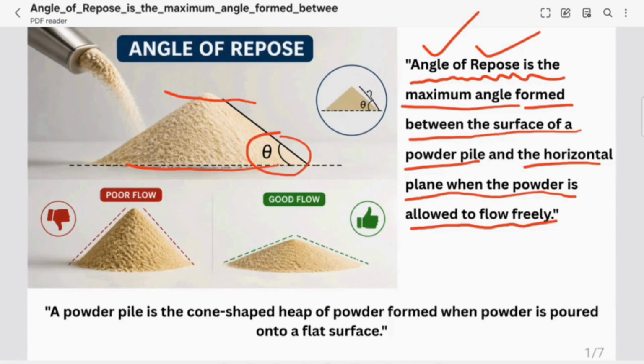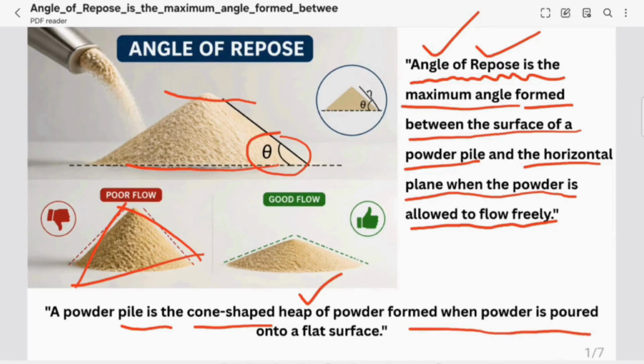In simple form we can say the powder pile is cone shaped. It is the cone shaped heap or structure which is going to form when the powder is allowed to flow freely by pouring from a certain height.